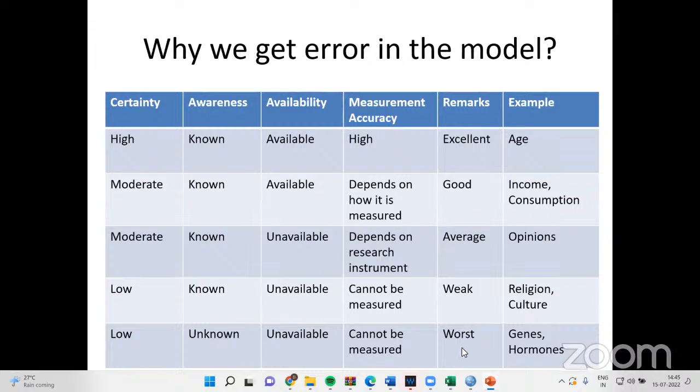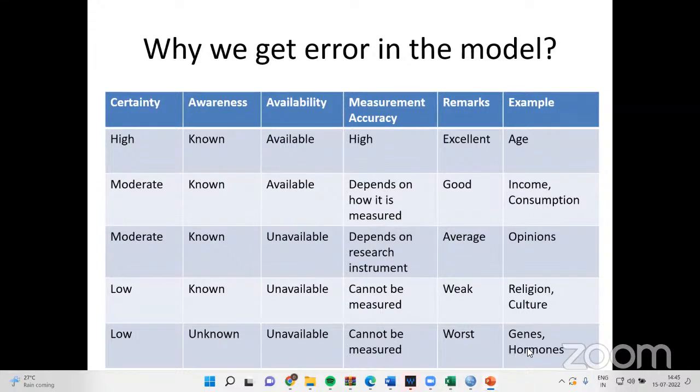And the last category is genes and hormones. Certainty is low, awareness unknown, meaning how it is going to affect, we don't know. Nobody on the earth is able to explain why a 105-year-old lady survived the corona pandemic, and a healthy person of 30 or 35 years was not able to survive it. There was no reason for it.